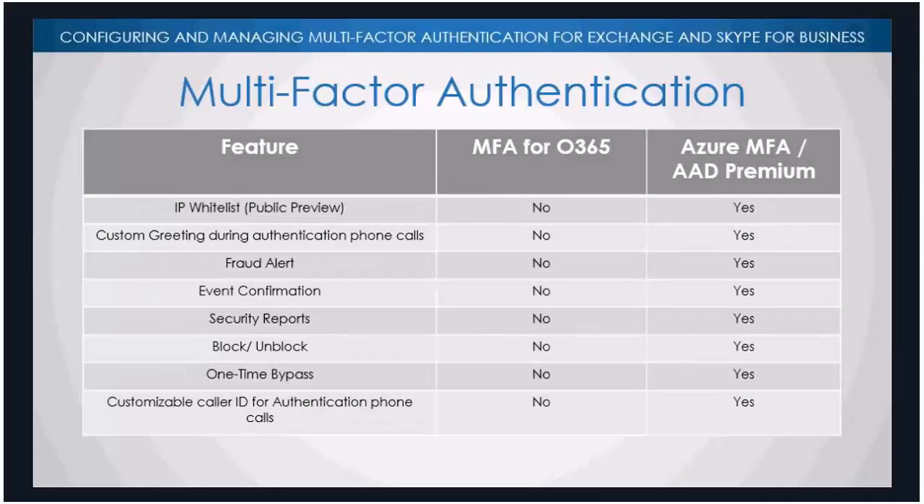So for the AAD Premium and Azure MFA, where you have to deploy the MFA server or you have to use the AAD Premium and enable the configuration for your domain, you're able to perform additional functionality such as IP whitelist, blacklist, fraud alerts, reporting, block and unblock, even one-time bypass that I showed you on one of the earlier slides. All of that is not available for MFA on Office 365, but if you're using AAD Premium, you're able to leverage that functionality. And that, when we go through the demo, some of that I'll show you.